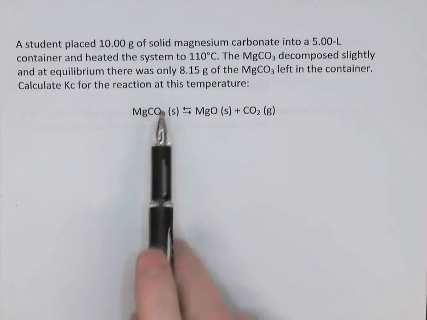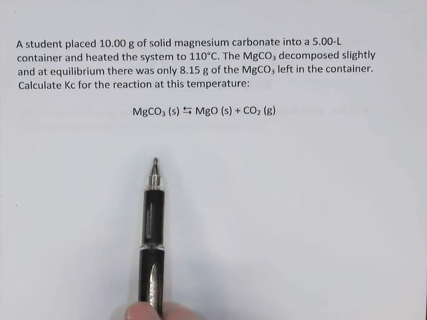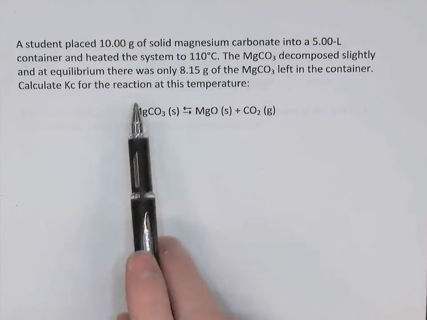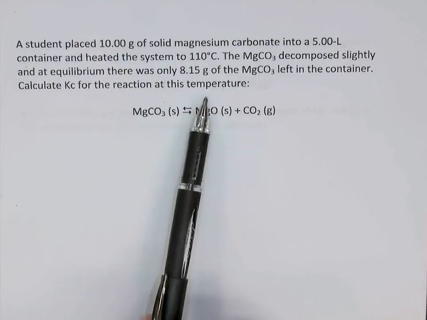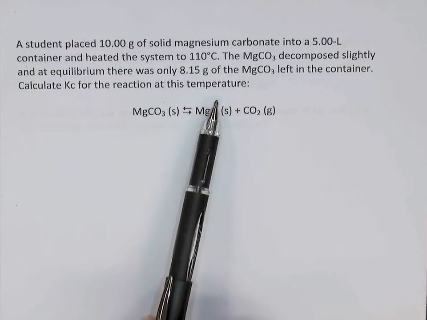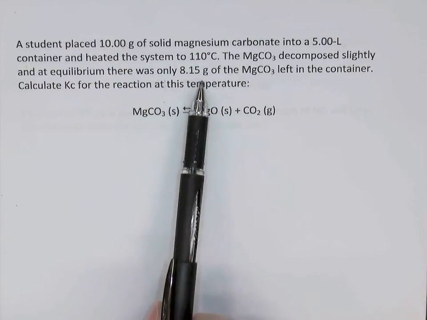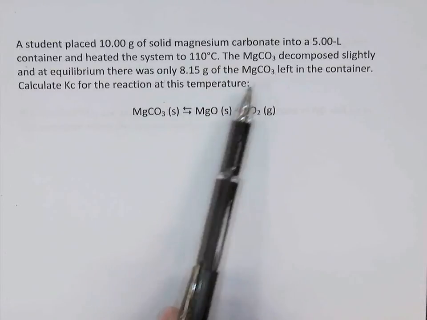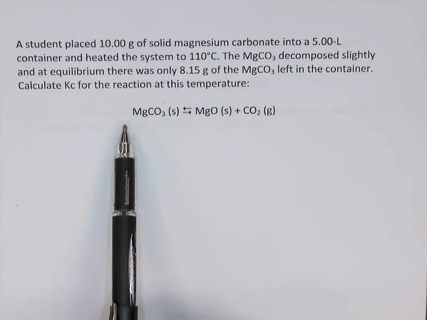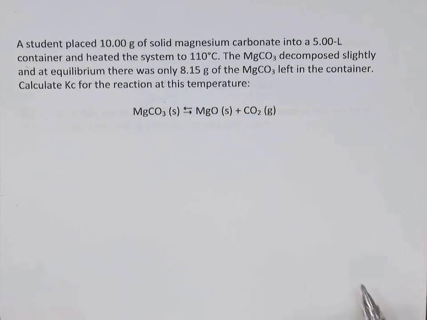A student placed 10 grams of solid magnesium carbonate into a 5-liter container, heated the system up to 110 degrees. The magnesium carbonate decomposed slightly. At equilibrium, there was this much, 8.15 grams of the magnesium carbonate left. What's the value of Kc for this reaction at this temperature?